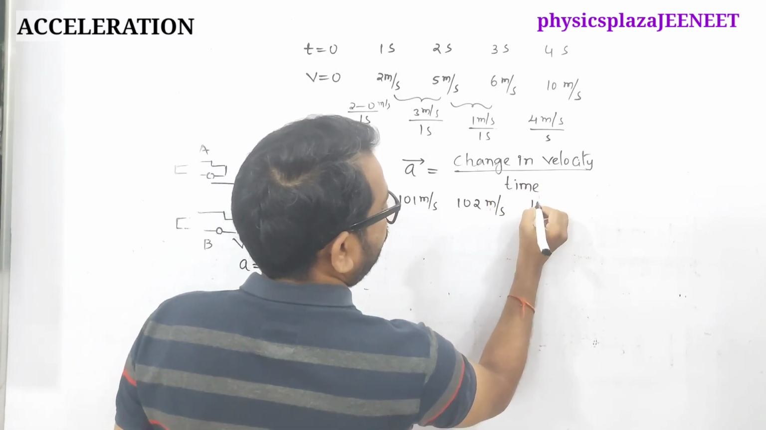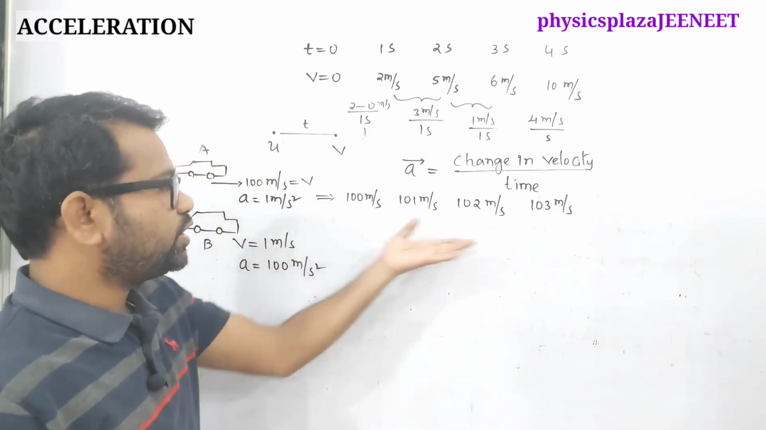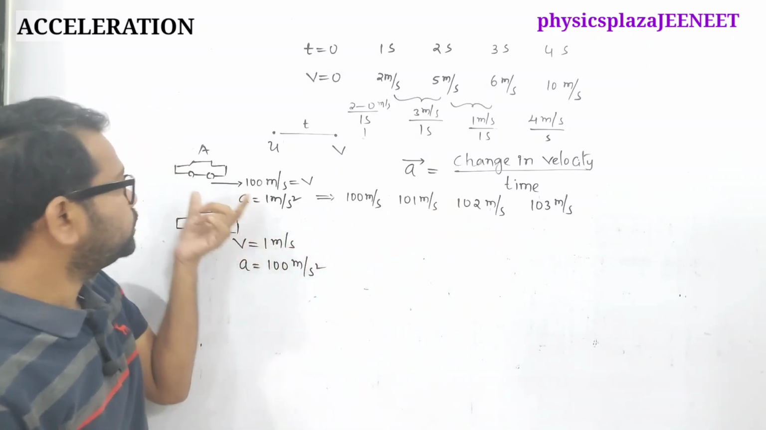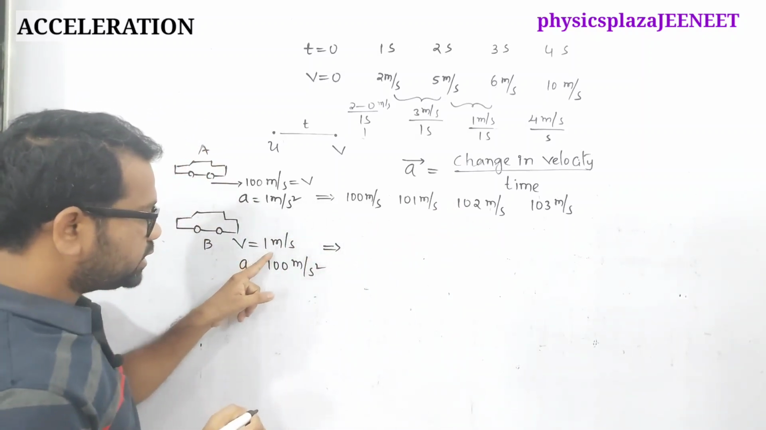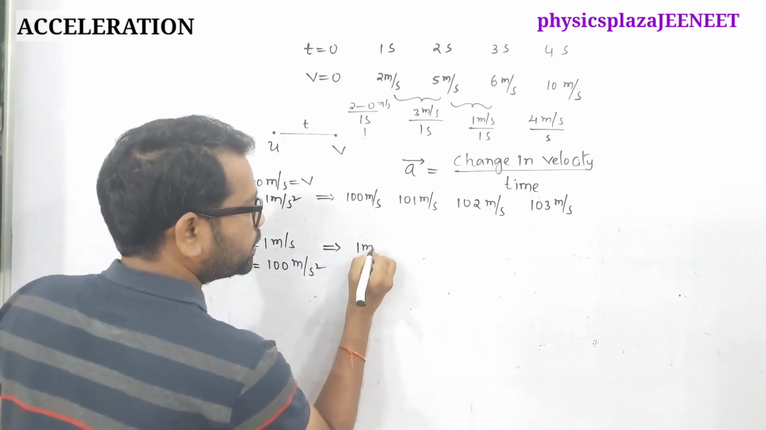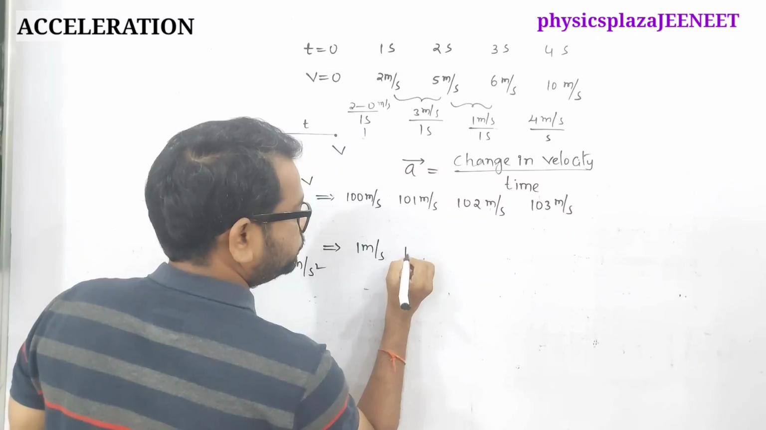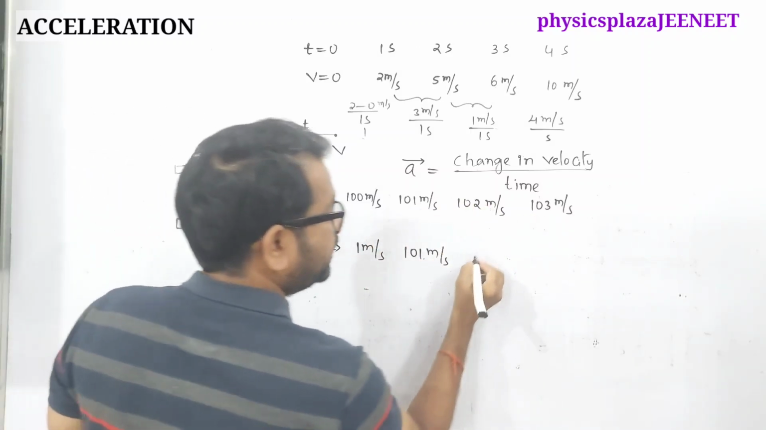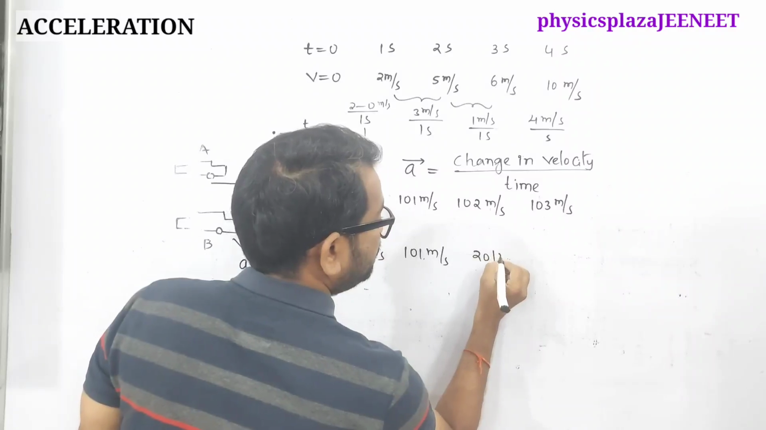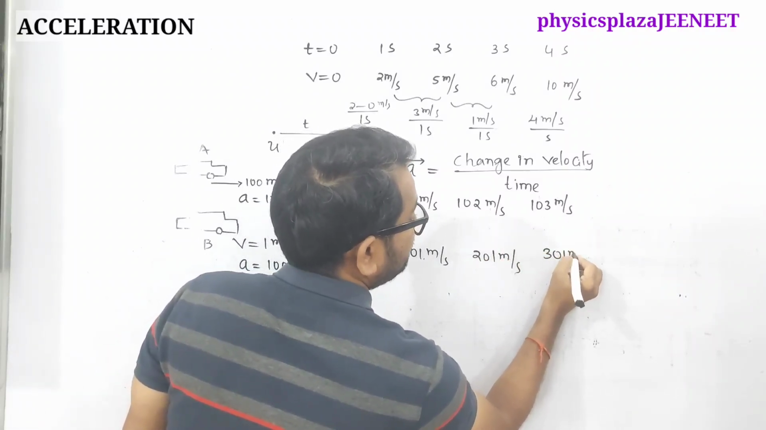Next second it is 103 meter per second. So this is the motion of car A. What about car B, children? Initially let us say its velocity is 1 meter per second, but after a second its velocity is 101 meter per second. Next second it is 201 meter per second. Next second it is 301 meter per second.